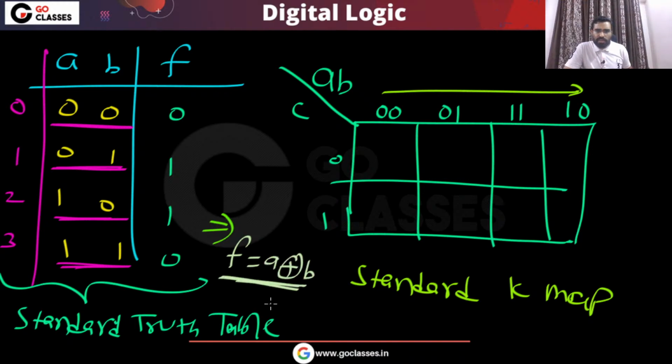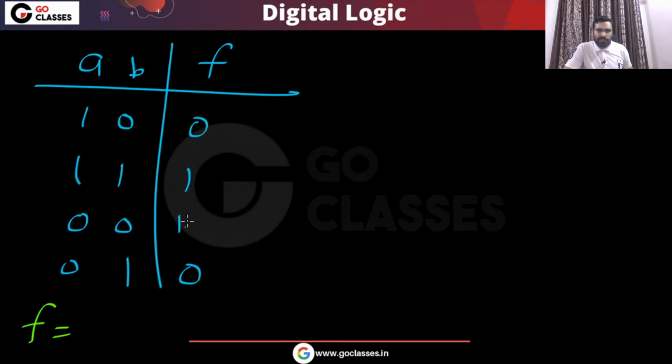So here the function is a exclusive OR b. This is your function. Now tell me what is the function in this truth table. This is not a standard truth table, you can clearly check. The binary value of this is 2, binary value is 3, binary value is 0, binary value is 1. So this is not the standard truth table.